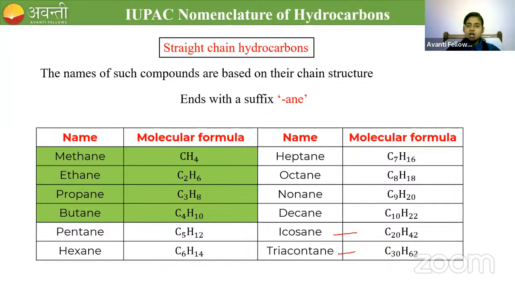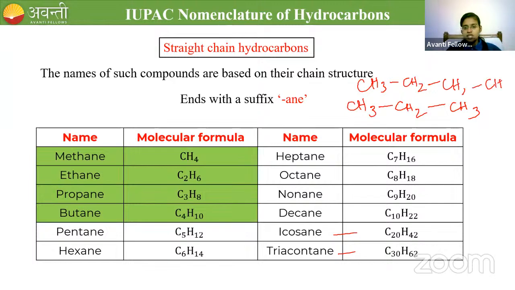For a straight chain hydrocarbon, propane is CH3, CH2, CH3, arranged in a straight chain manner. If I have butane, CH3, CH2, CH2, CH3. If you want to draw pentane, CH3, CH2, CH2, CH2 and CH3. Like this, you can keep on writing the structures of the straight chain hydrocarbons. Okay, very easy.